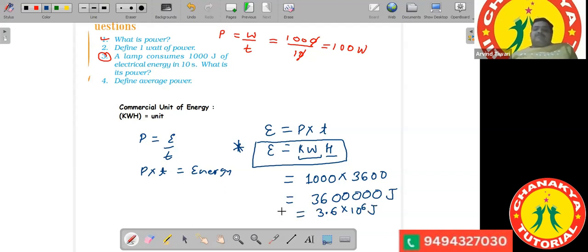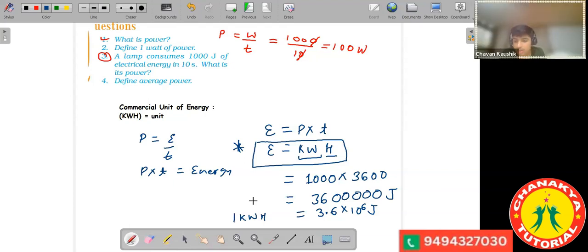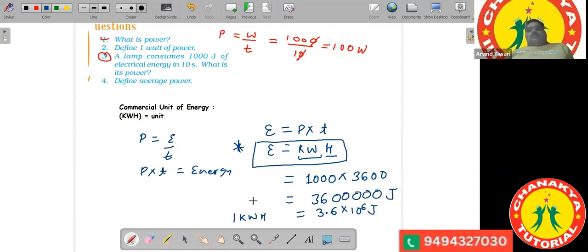Have you understood, 1 kilowatt hour is equal to how many joule? So 3.6 into 10 to the power 6 joule is equivalent to 1 kilowatt hour.